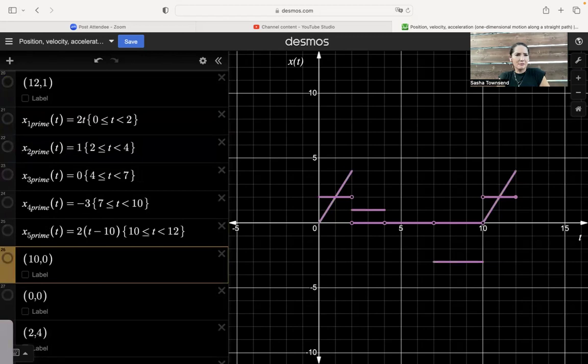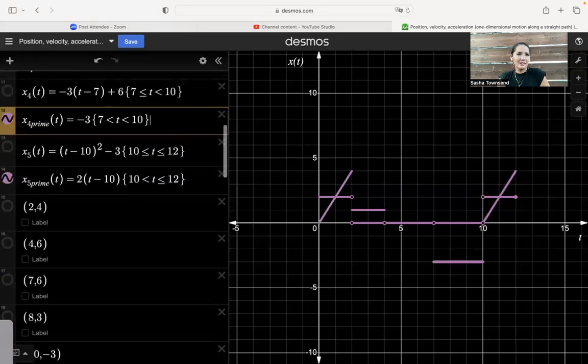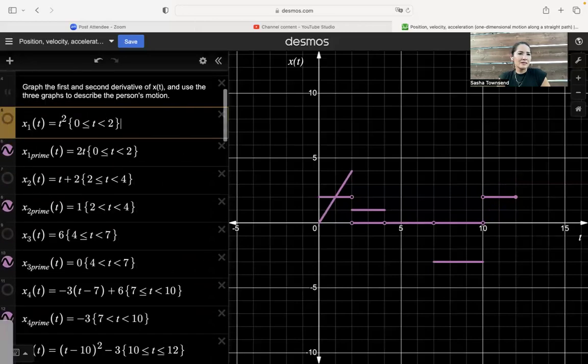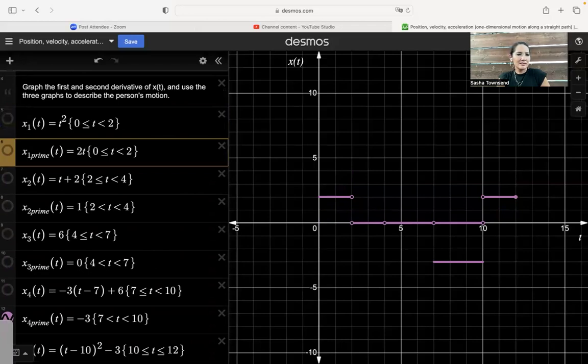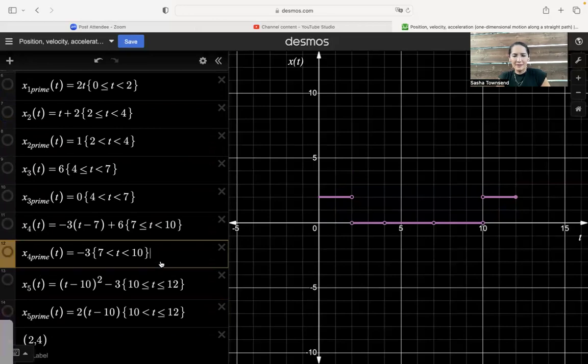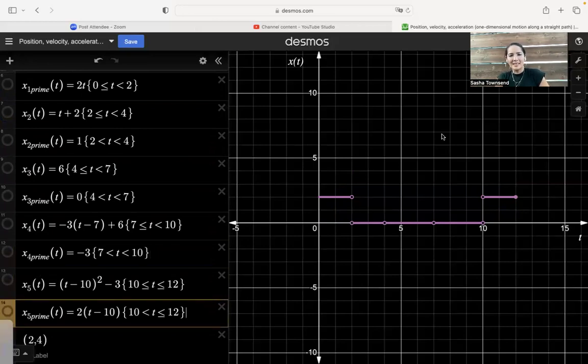Oops, and there's some extra pieces in there. So now we have the first derivative in there twice. But yeah, that's the second derivative. Acceleration of 2 on this interval and this interval and 0 everywhere else, with open circles at all the points of discontinuity of the first derivative.